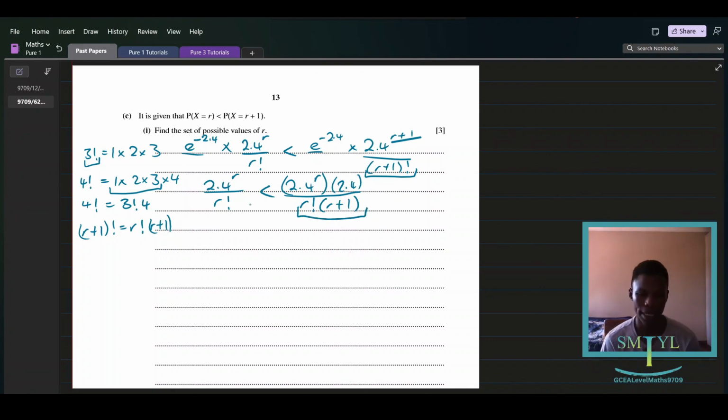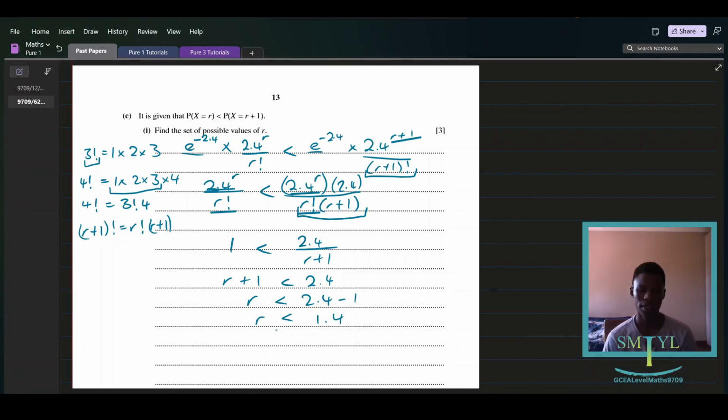And now we can cancel out like terms. You notice that on both sides we've got 2.4 to the power r, which is here on the left hand side and here on the other side. And we've got r factorial on the denominator as well. So that will cancel out and you end up with 1 is less than 2.4 over r plus 1. So if we simplify this, r plus 1 is less than 2.4, so r is less than 2.4 minus 1, r is less than 1.4.